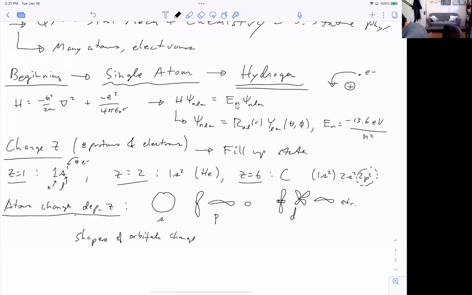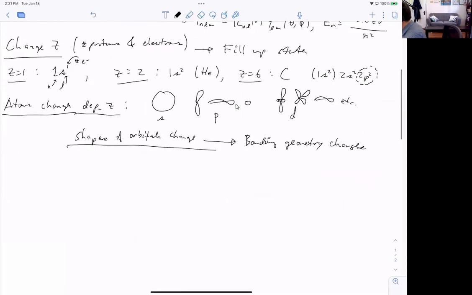And so you can imagine that if I have different atoms filled up to different orbitals, then the solids that are formed are going to be different, because the bonding geometry changes, because the shapes of the orbitals change. And so I think that's kind of intuitive. And in this class, that's going to be really important.